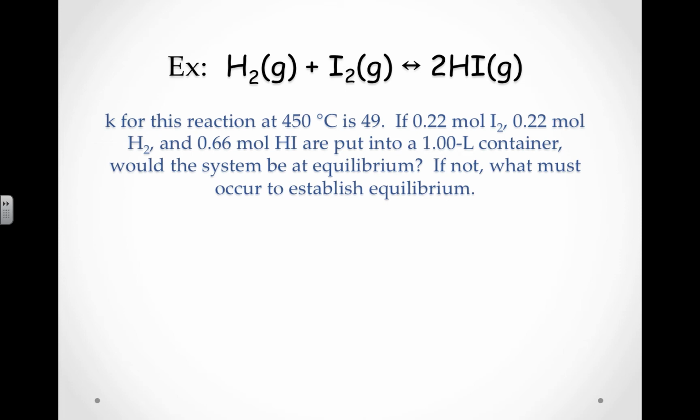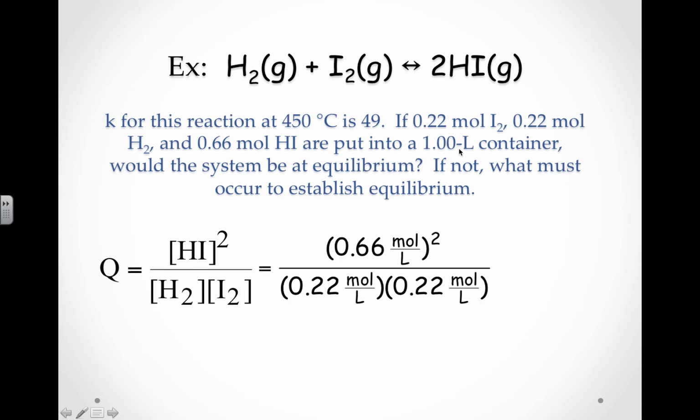So we're going to write our Q expression. You see it looks just like a Kc expression, except there's a letter Q in front. And then we're going to plug in the values that were given to us. Notice they were all in moles, but we're in a 1 liter container, so if we divide all of those by 1, we get our molarities. Okay, so go ahead, write this down, put this in your calculator, and you should get 9. So that's what Q is equal to.